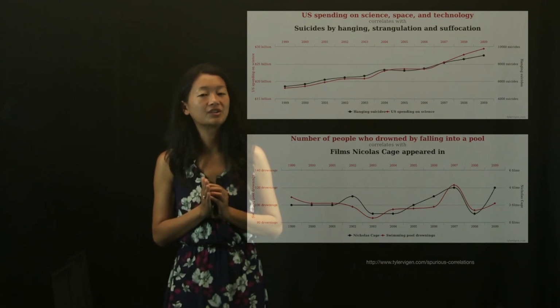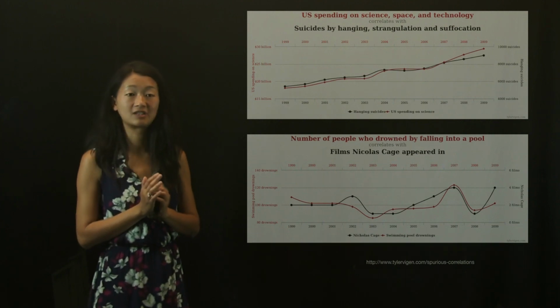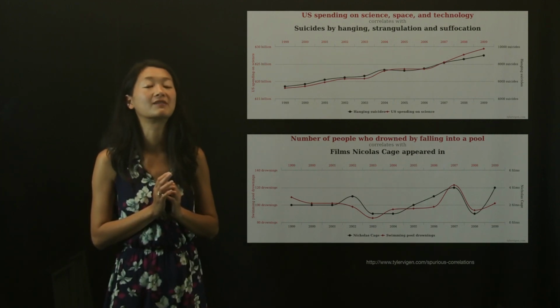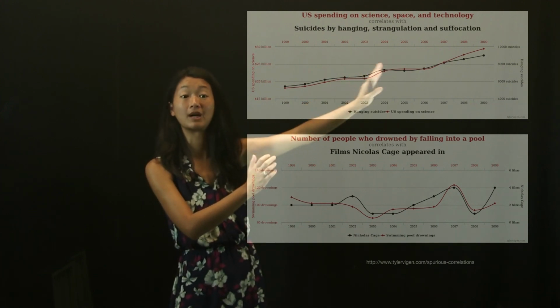The first one is just showing the correlation between US spending on space science and technology versus the number of suicides by hanging, strangulation, and suffocation. And there is a beautiful correlation here over these number of years that they're both going up.